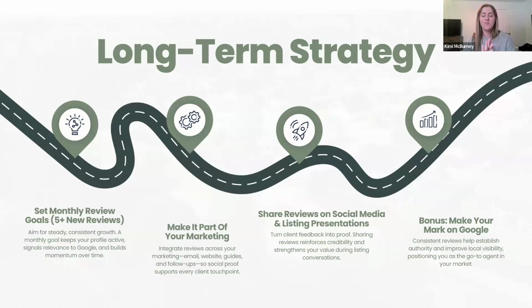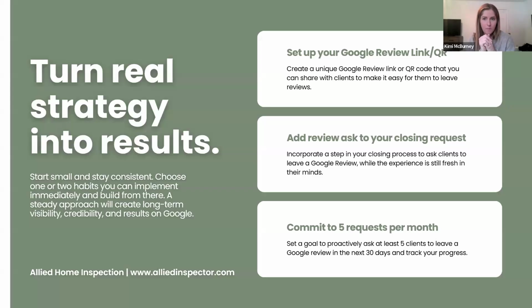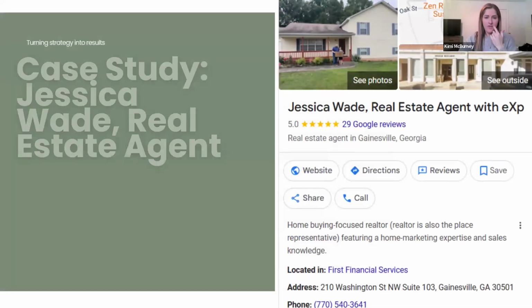If somebody goes on your business profile and your last review was 8 months ago, not great. But if you've only got 29 and two were in the last 30 days, well, hey, you're rocking and rolling. You're still in business. You're doing things. So making sure you're doing 5 reviews a month at least, making sure it's part of your marketing, sharing it and repurposing it in social media, listing presentations, etc. So again, this whole amalgamation of things is what helps you make your mark on Google. So again, making sure you have your Google review link, asking for requests, committing to 5 a month.